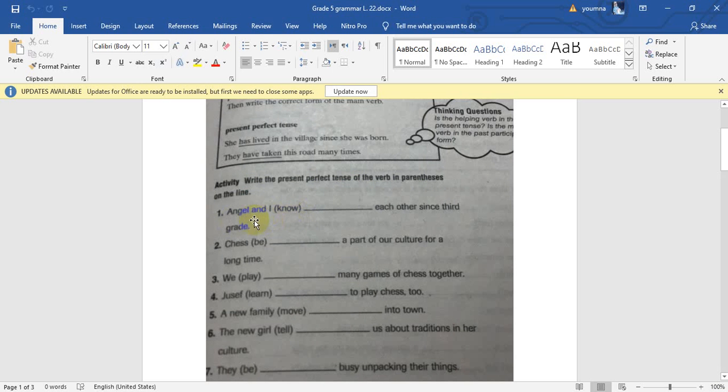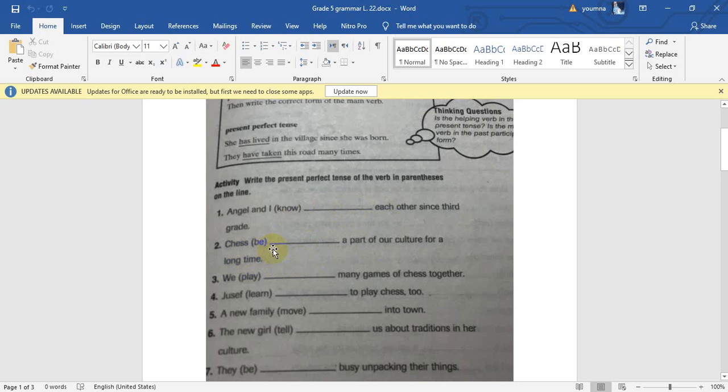Okay, so number 1: Angel and I know each other since 3rd grade. First of all, we have to know the subject is singular or plural. So it's going to be plural because we have here more than one. So we are going to take have as a helping verb. And the main verb know, put it in the past participle. So know, knew, known. So it will be known. So it will be have known. Have known. Okay, let's move to number 2.